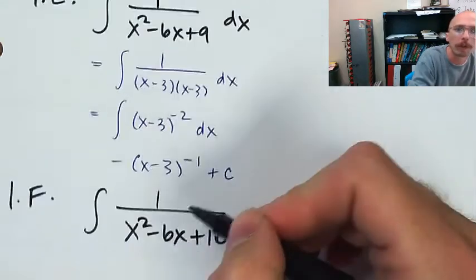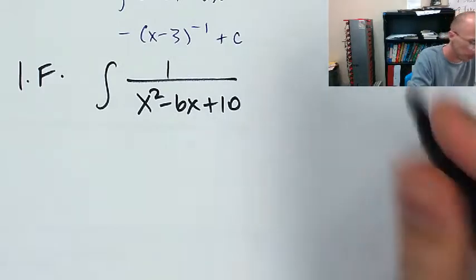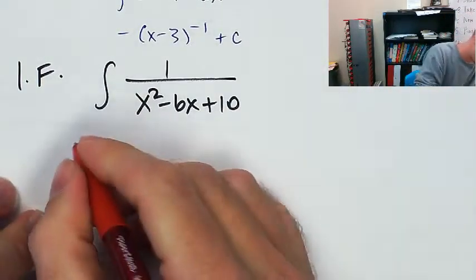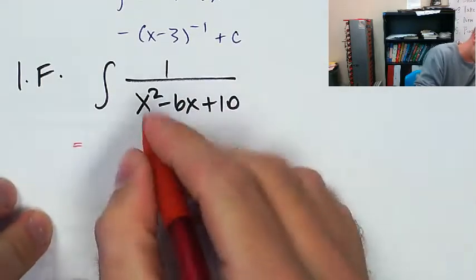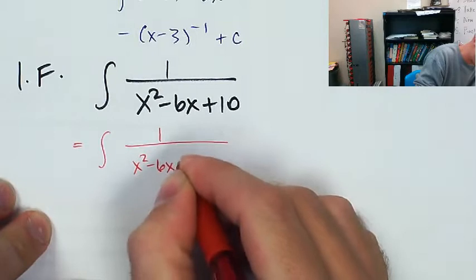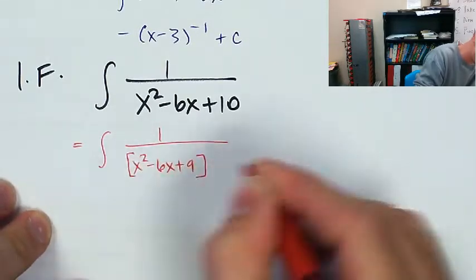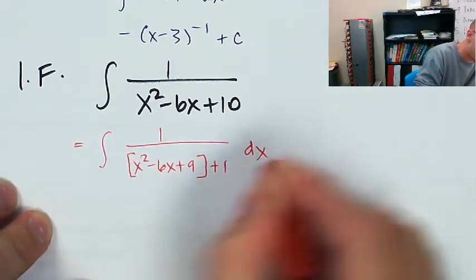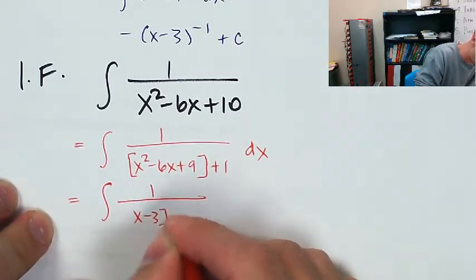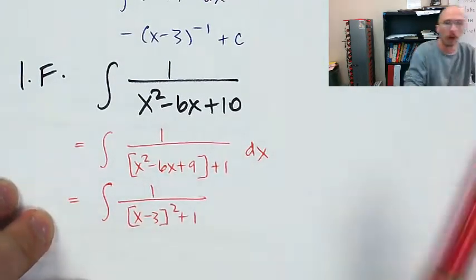But it's just bigger than the perfect square by 1, so this is going to be my complete the square for arctangent. So I'm going to say that this is the integral over x squared minus 6x plus 9, which I know is a perfect square, plus 1. Okay. And then I'll say that's 1 over x minus 3 squared plus 1.